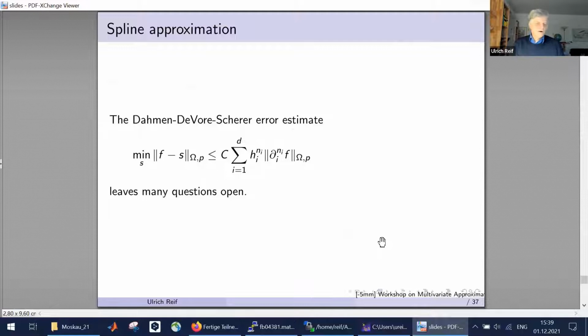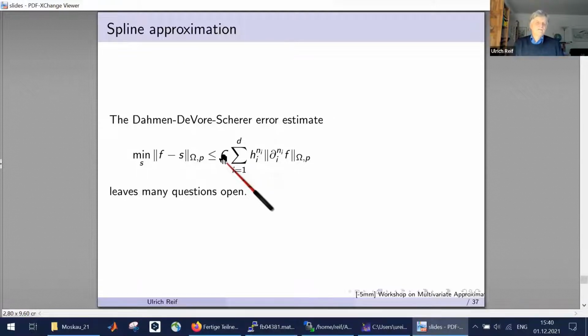Okay, now third part of the talk. What about spline approximation? Approximation with tensor product splines. As mentioned before, there is this Dahmen-DeVore-Scherer error estimate, which says that given a function f, you can find a spline S such that the error is bounded in this way. Pure partials in the coordinate directions, times spacing in the coordinate directions to the natural power, and then some constant c. But as I told you, this result leaves many questions open.